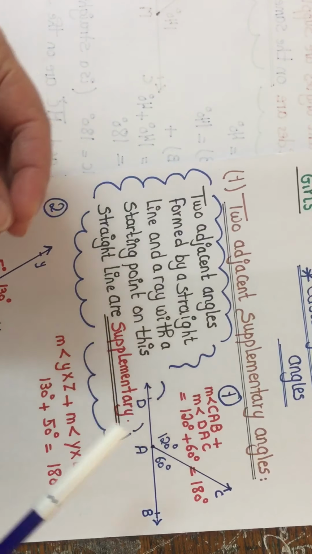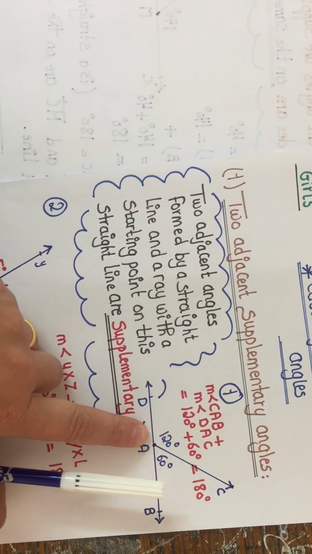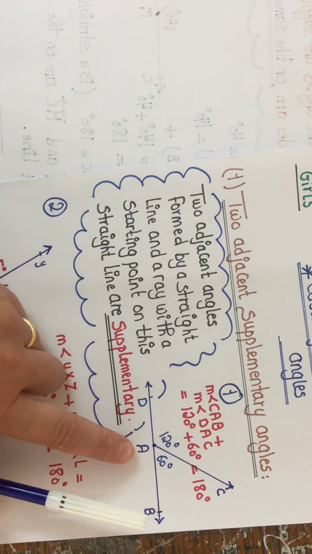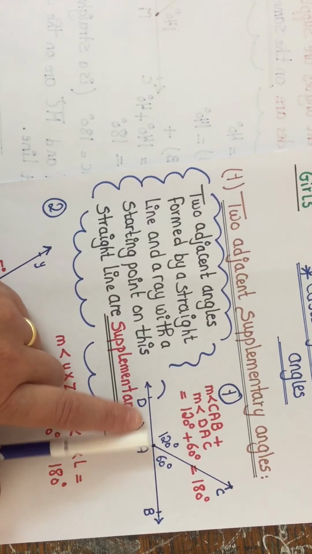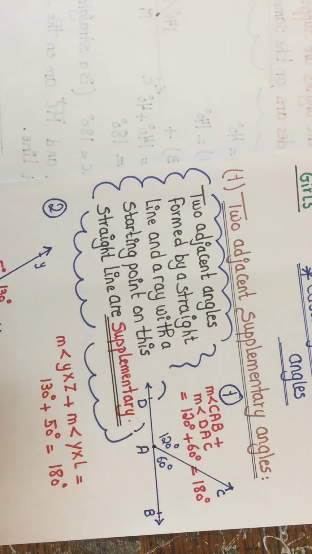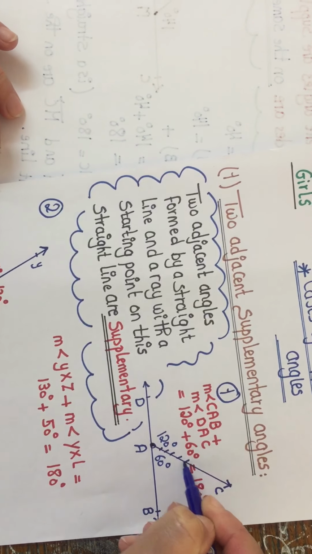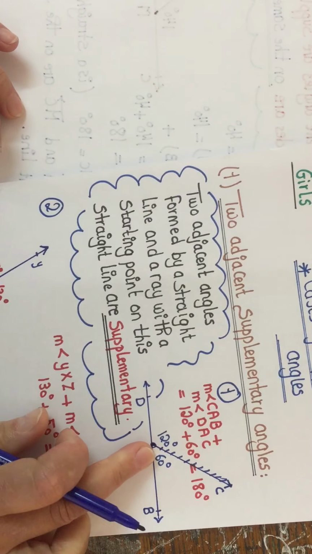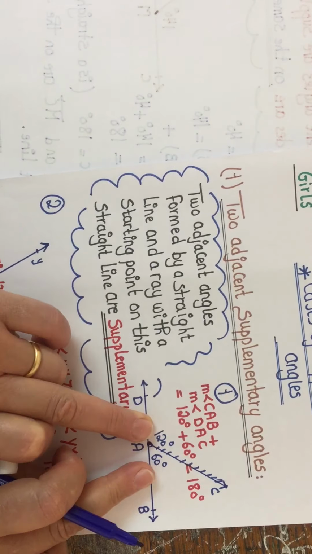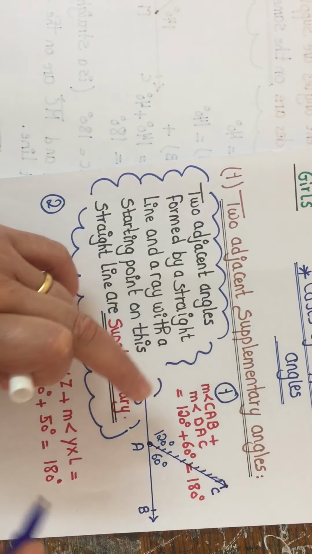So in order to form supplementary angles, he said two adjacent angles. So this means we have, as we said before, adjacent means two angles next to each other, neighbors. What differentiates these two angles? We said they have a common vertex and a common side. Did you see the common vertex and the common side? Okay, so this means these two angles are adjacent. So we have two adjacent angles formed.